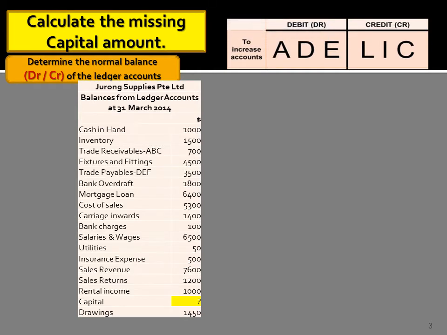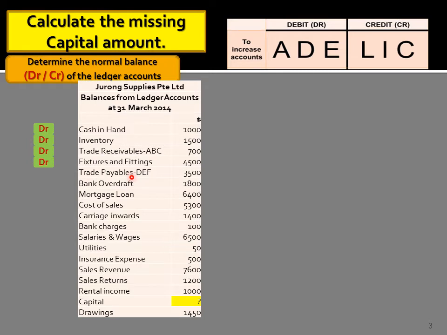Let's start to classify some of these accounts right away. Cash in hand account. The cash in hand account is an asset. The balance in an asset account is normally a debit balance. Next, inventory. Inventory is an asset as well, so debit balance. Trade receivables is also an asset, debit balance. Fixtures and fittings, assets, hence debit balance.